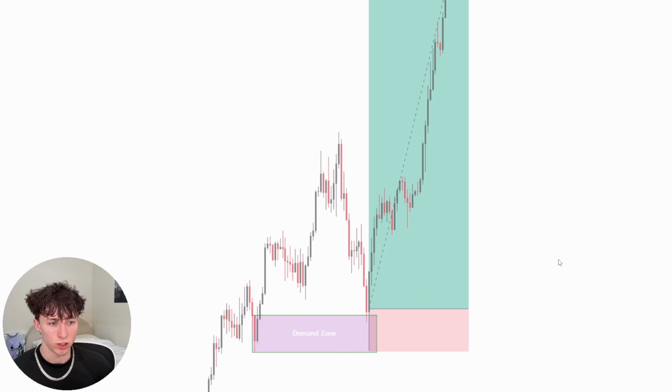And if we compare that to a zone that gets tapped and just immediately explodes, this is clearly telling us that there are buyers in the market. You can clearly see that institutions are actively defending this area.